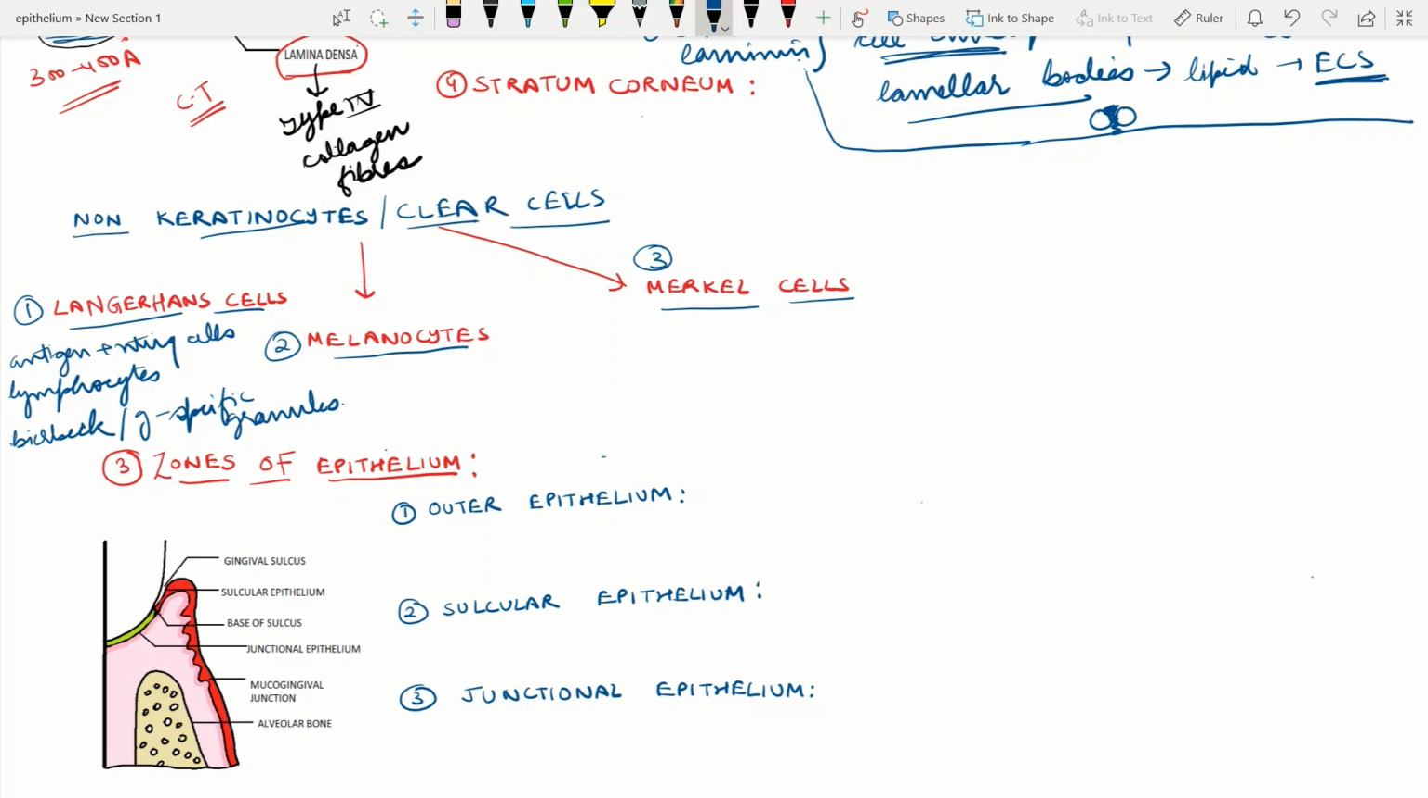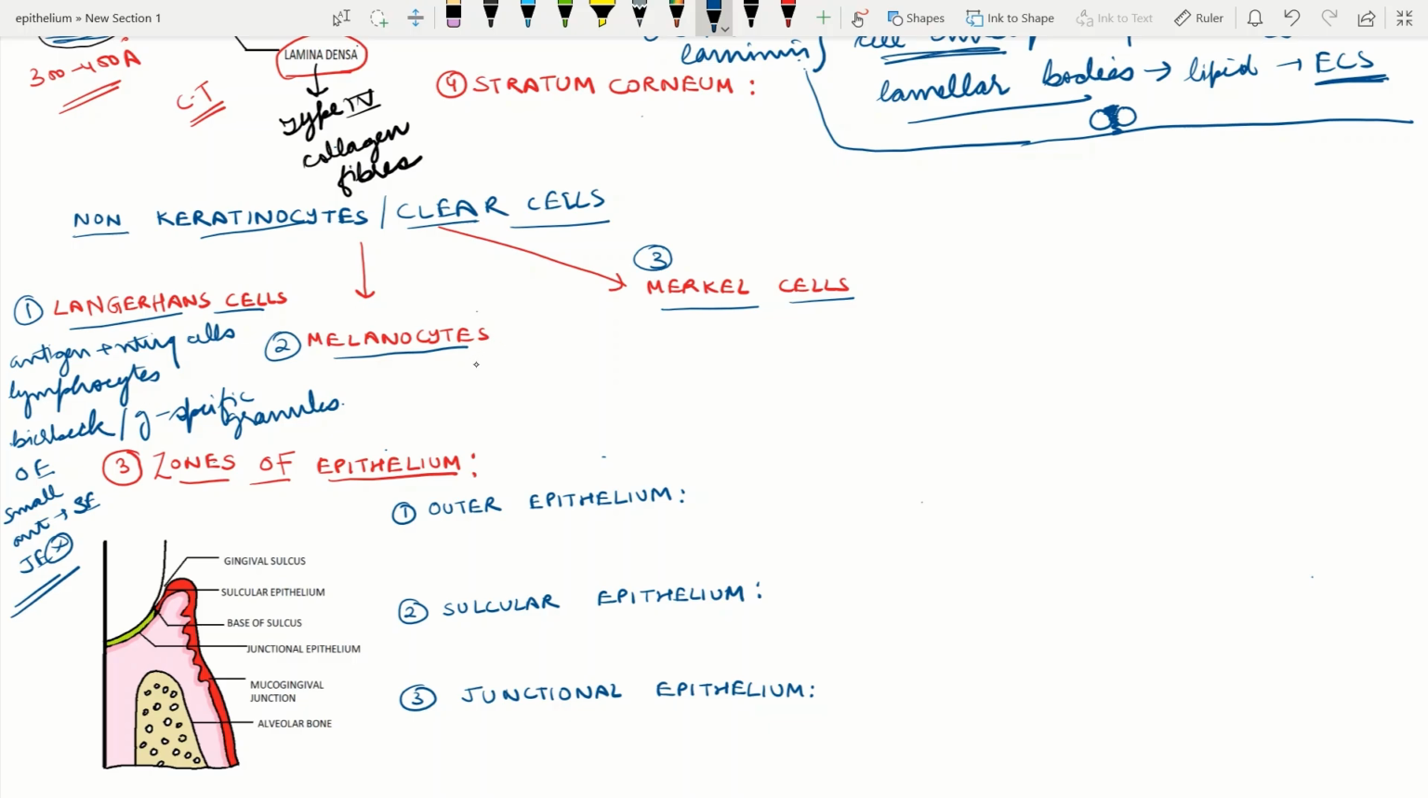They contain G specific granules or Birbeck granules, and they are found in the outer epithelium, and they are found in small amount in your sulcular epithelium, and in junctional epithelium they are completely absent. So this was about Langerhans cell.